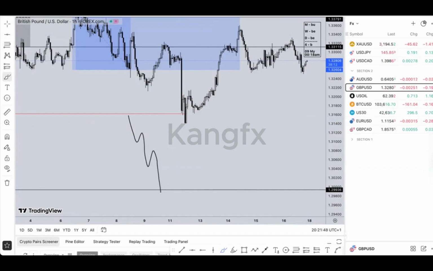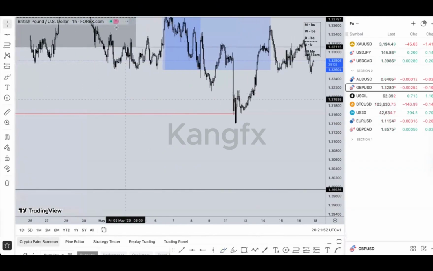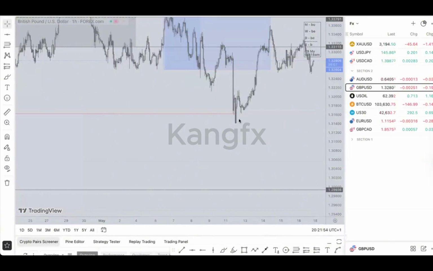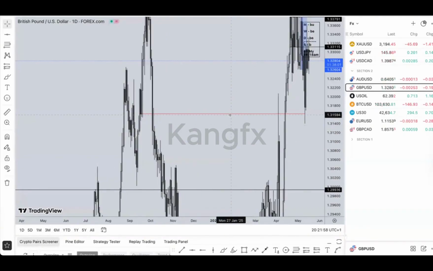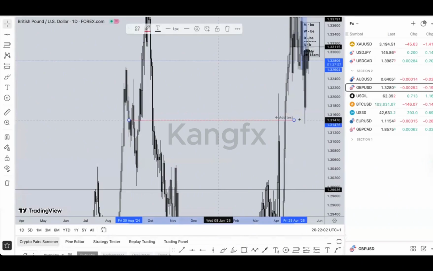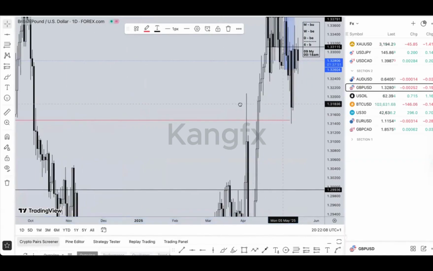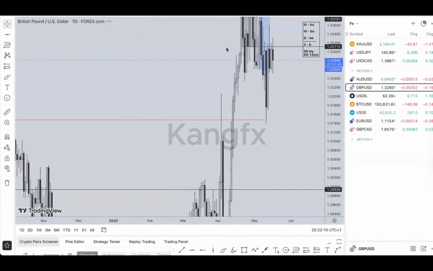I just remembered this one because I know I took this trade on GBP USD. I remember this. So let's go back to daily, because the key level was low. It was this key level here. This was the key level at this point. That was it. I remember this trade. I do remember most of my successful trades.